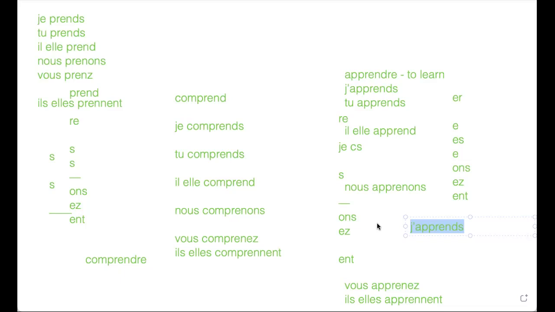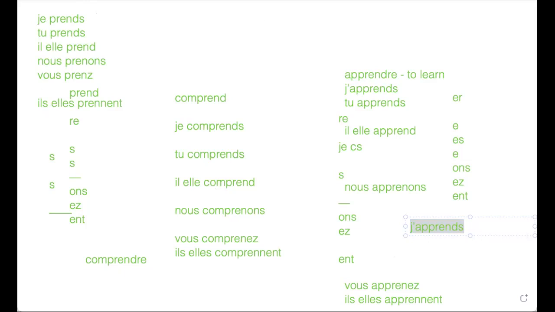J'apprends. Repeat after me. J'apprends, I learn. Is it clear to you? Tu apprends. J'apprends is for I. Tu apprends. Répétez après moi. Tu apprends is you learn. Is it clear to you? Il, elle apprend. Yes. Nous apprenons. Répétez après moi. Nous apprenons. Nous apprenons is what? We learn. Is it clear to you?